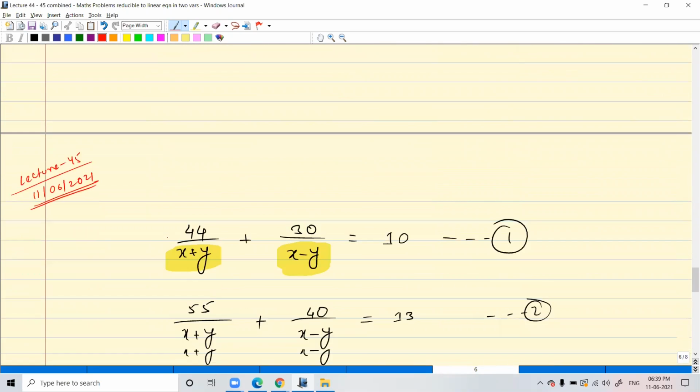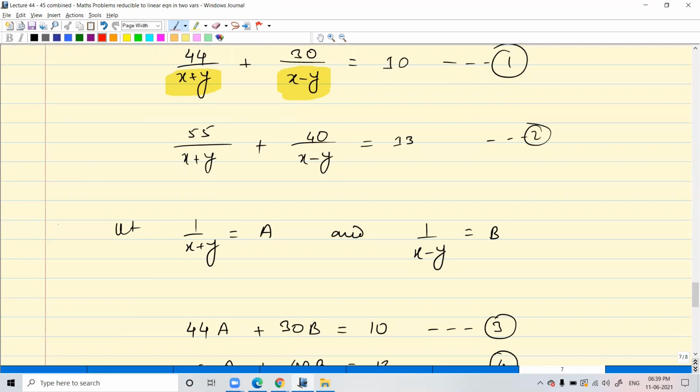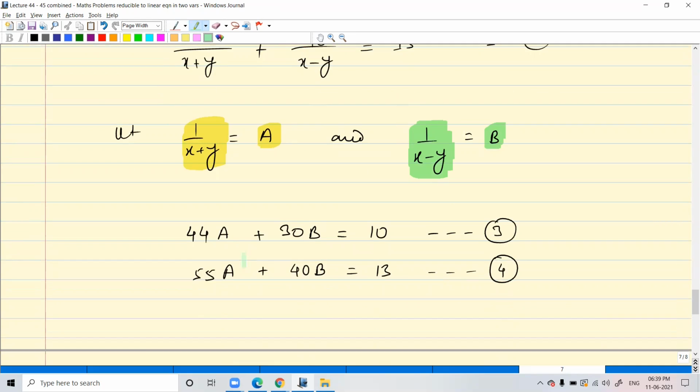All we have to do is rewrite these equations in such a way that they become a linear pair of linear equations in two variables, a and b. For that, what did we have to do? We have to assume that 1 by x plus y is a and 1 by x minus y is b. So if we do that, equations 1 and 2 can be rewritten in this form: 44a plus 30b is equal to 10 and 55a plus 40b is equal to 30.